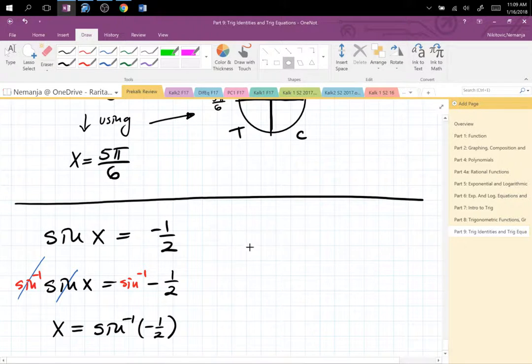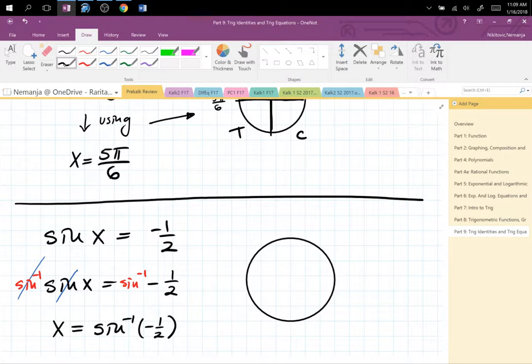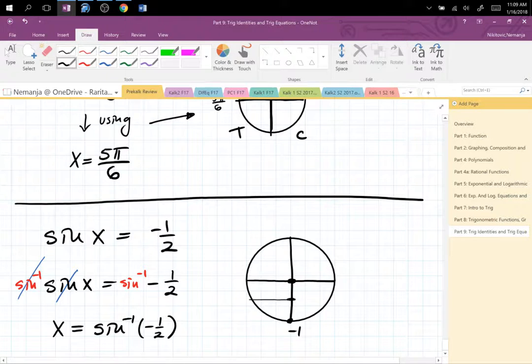We are going to immediately draw the circle. I'll draw it a little bit bigger. So we have this. And now the question is, where is the negative 1/2? Well, negative 1/2 is here, because this is 0 and this is negative 1. So negative 1/2 is this elevation, which means we have this angle and this angle.